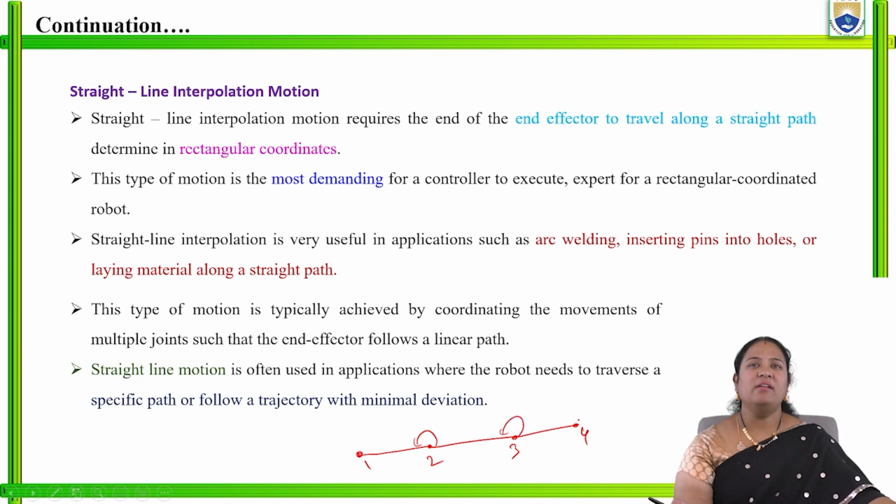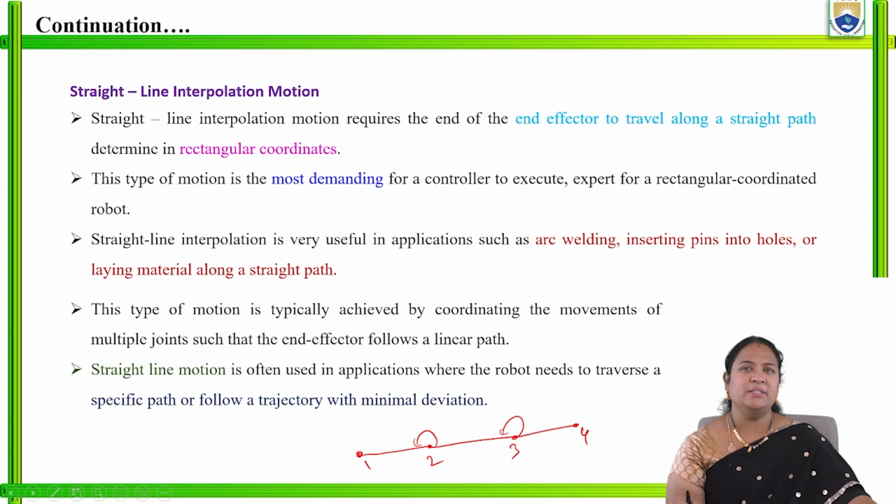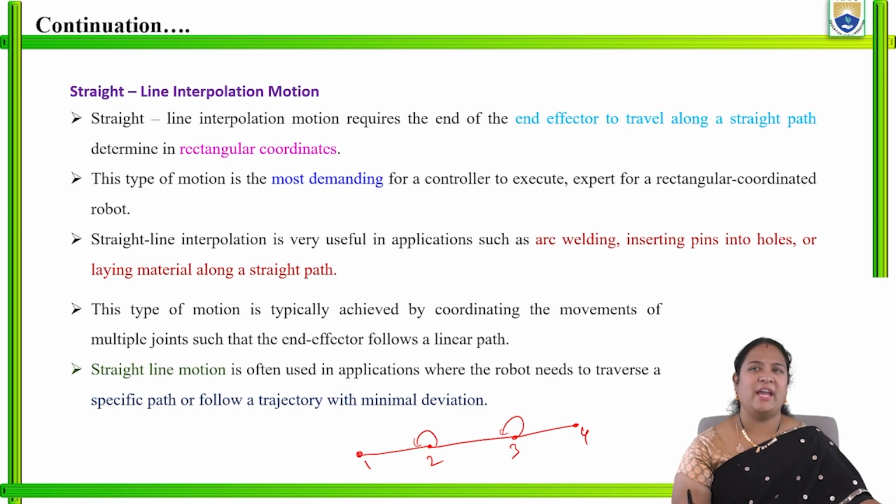Here the movement of the robot's manipulator will be done, that is, the end effector will be traveling along a straight path, which is determined in rectangular coordinates. The movement of the end effector will be traveling in a straight direction, which determines the rectangular coordinate.